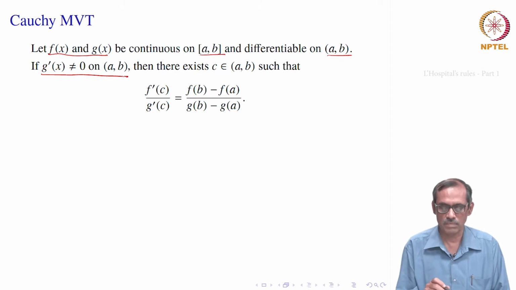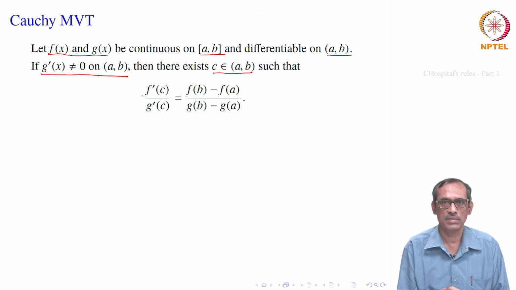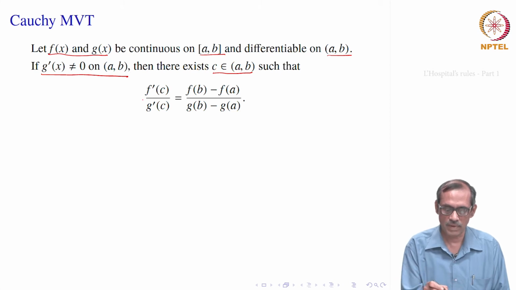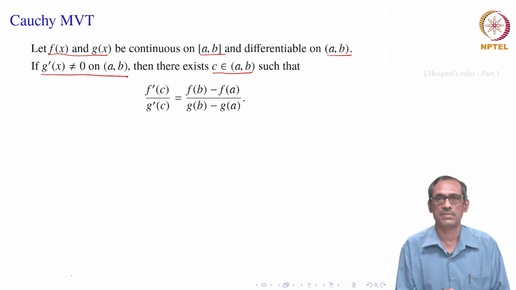Then the theorem says that there exists some number c between a and b such that the ratio (f(b) - f(a))/(g(b) - g(a)) is equal to f'(c)/g'(c). Now, why is it a generalization of the mean value theorem? Well, in the mean value theorem, you have f'(c) equal to (f(b) - f(a))/(b - a). So, it suggests that we take g(x) equal to x itself.